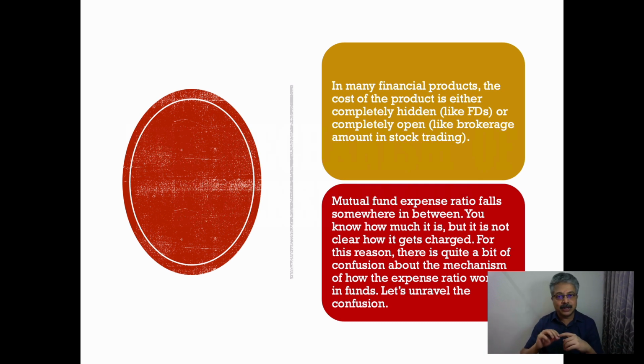In the case of stock market trading, you go to a brokerage, you explicitly pay a brokerage. You go to a flat fee broker, you pay like 20 rupees per trade, or you pay like 0.3% or 0.2% per trade, and so on. That is explicitly taken from your trading account. In the case of mutual funds, it's a hybrid. It's a little bit of both. You know exactly what the expense is, but you don't pay for it explicitly. It is done implicitly, and we'll see how.